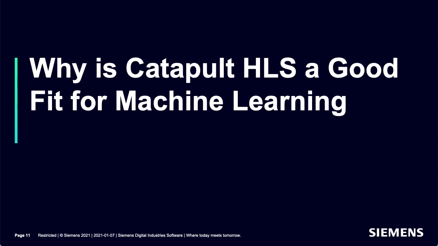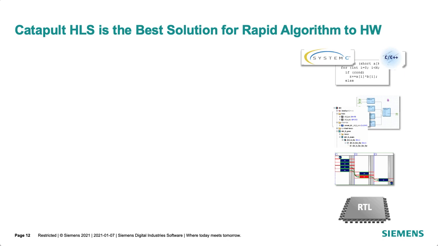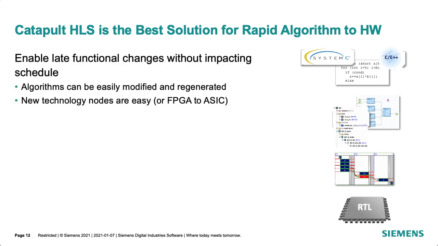So the question one might ask is, why is Catapult high-level synthesis a good fit for designing machine learning hardware? Catapult HLS is the best solution for rapidly going from an algorithm to an efficient hardware implementation. Designing using high-level synthesis enables late-stage functional changes without impacting design schedules. Algorithms can easily be modified and regenerated into RTL, and switching technology nodes is easy, such as going from 14 nanometer to 7 nanometer or from ASIC to FPGA.